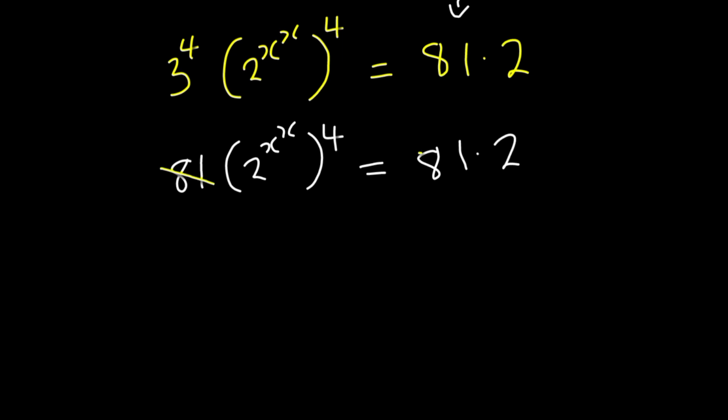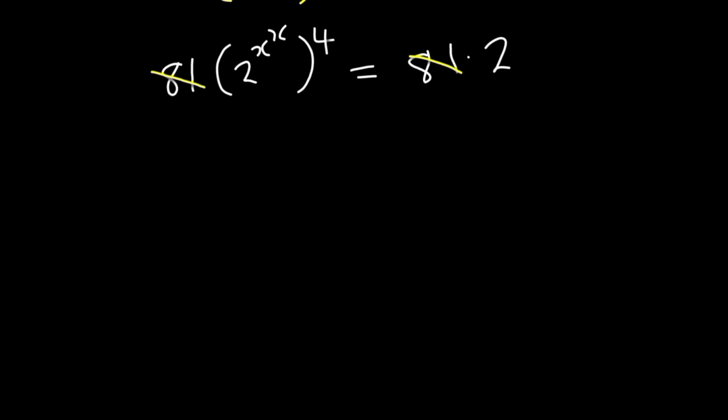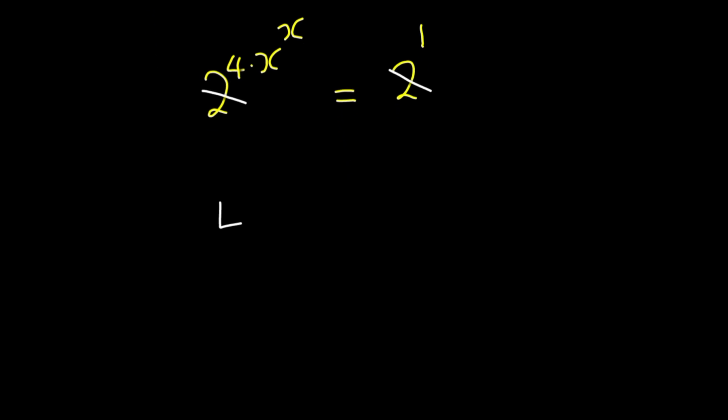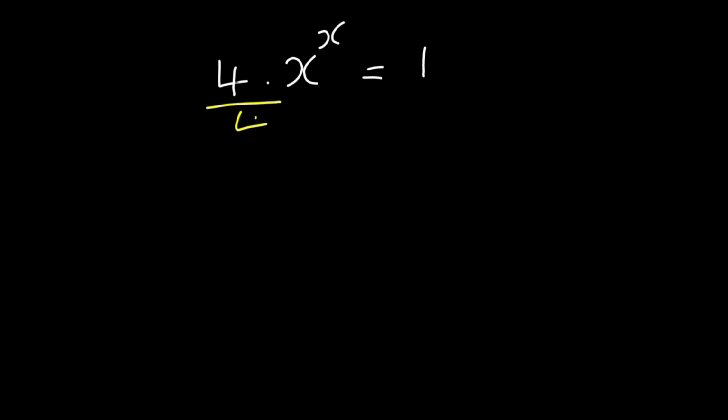So 81 cancels 81, and according to the law of indices, we can multiply the power by 4 to have 2 to the power of 4 times x to the power of x, and this equals 2 to the power of 1. So we say 2 cancels 2, and we're going to have 4 times x to the power of x equals 1. Divide both sides by 4. Then we have 4 to cancel 4. Then x to the power of x equals 1 over 4.